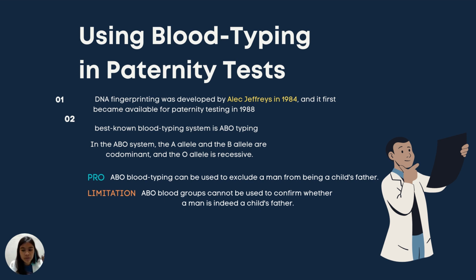In cases of questioned paternity, ABO blood typing can be used to exclude a man from being a child's father. For example, a man who has type AB blood could not be the father of a child with type O blood, because he would pass on either the A or the B allele to all of his offspring. There are also limitations of using ABO blood typing, because despite their usefulness in this regard, ABO blood groups cannot be used to confirm whether a man is indeed a child's father.